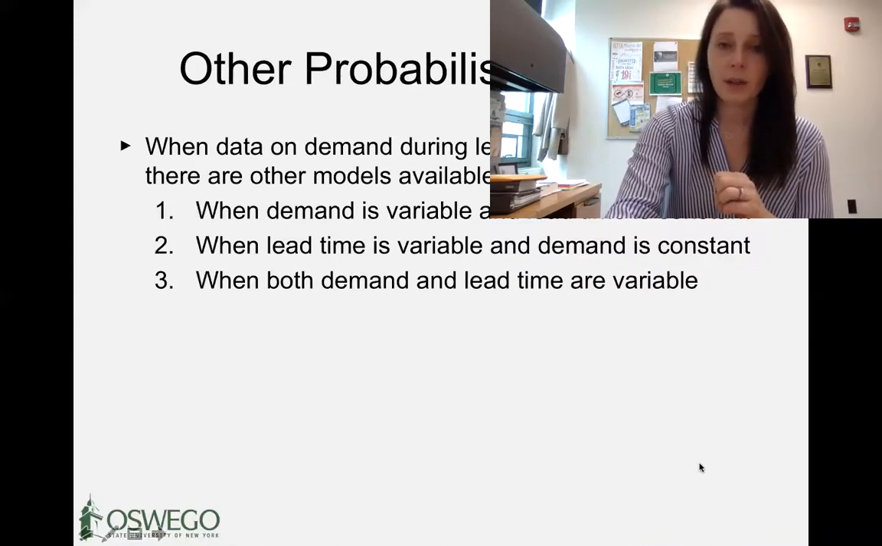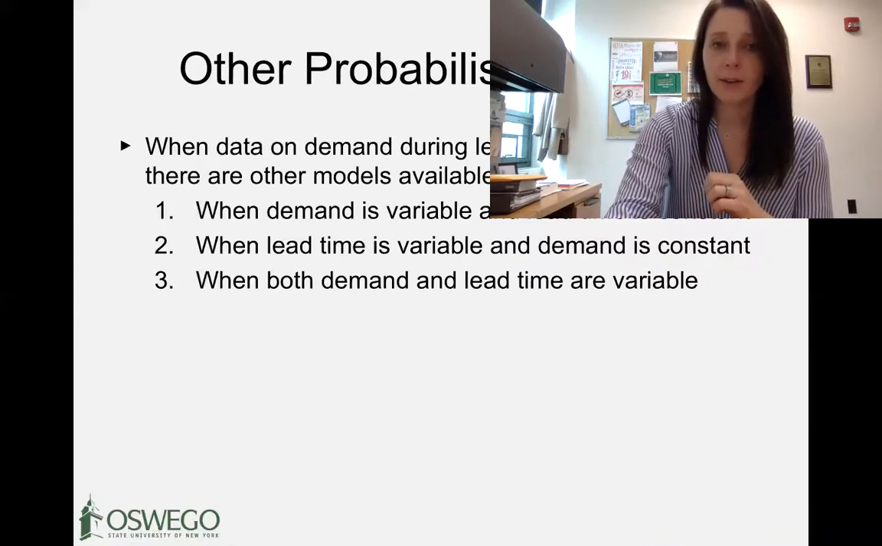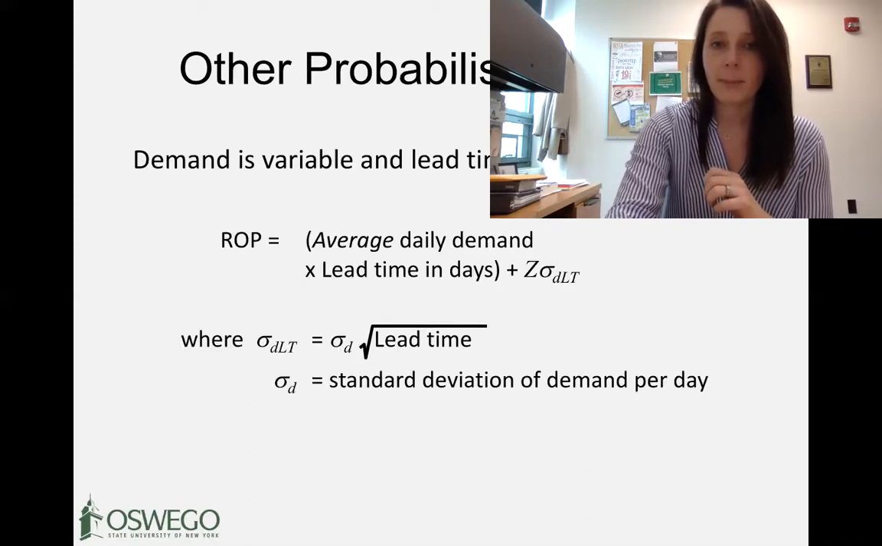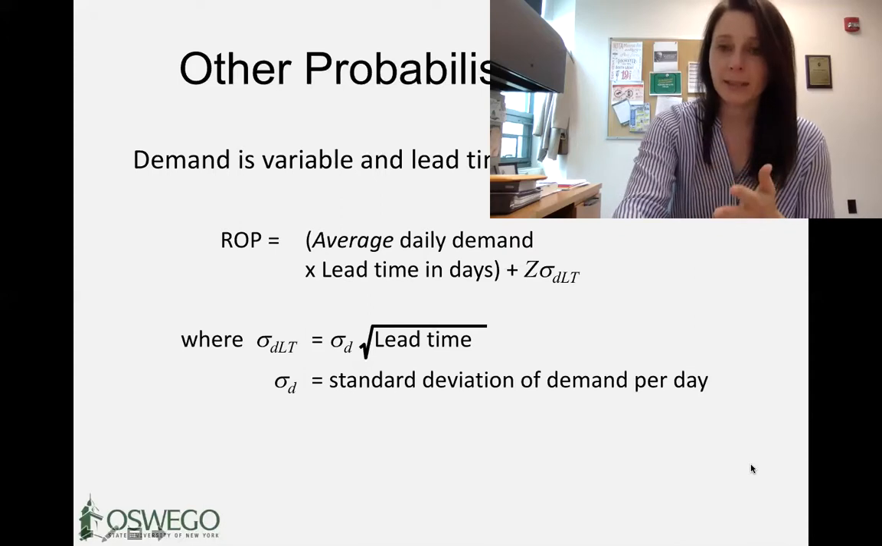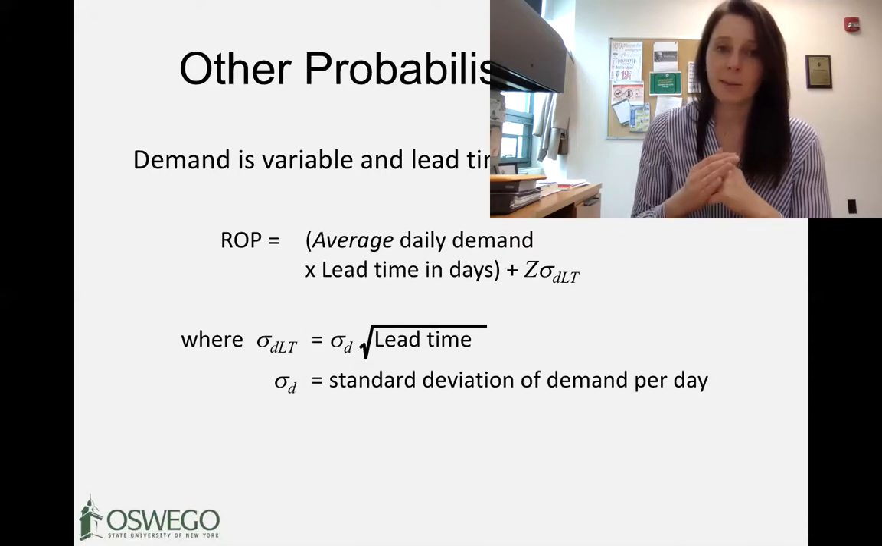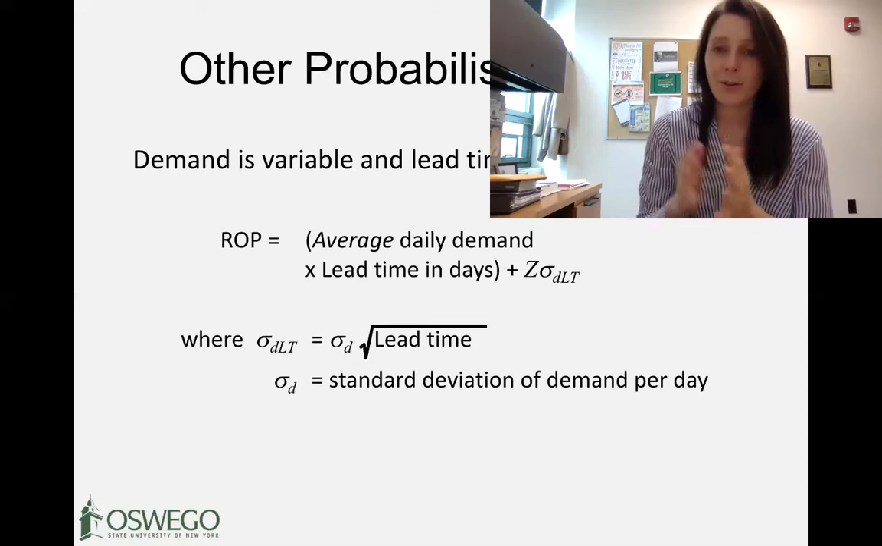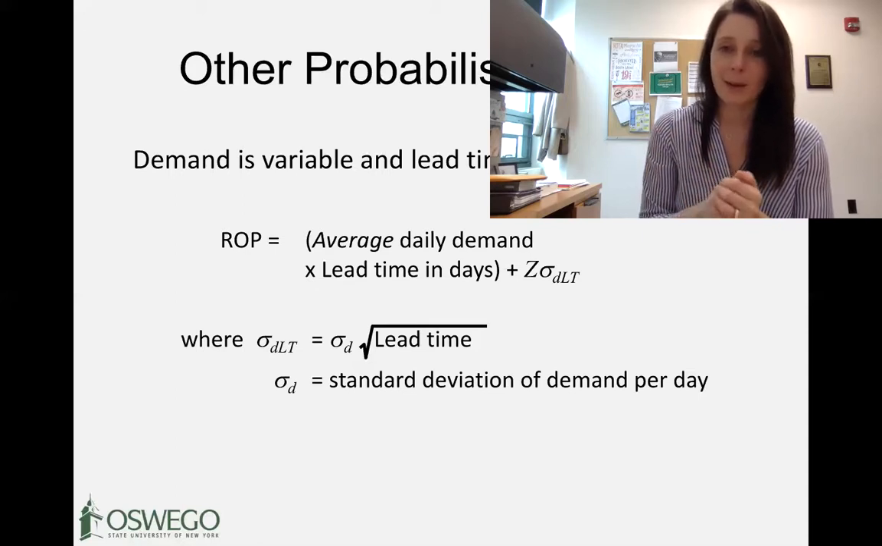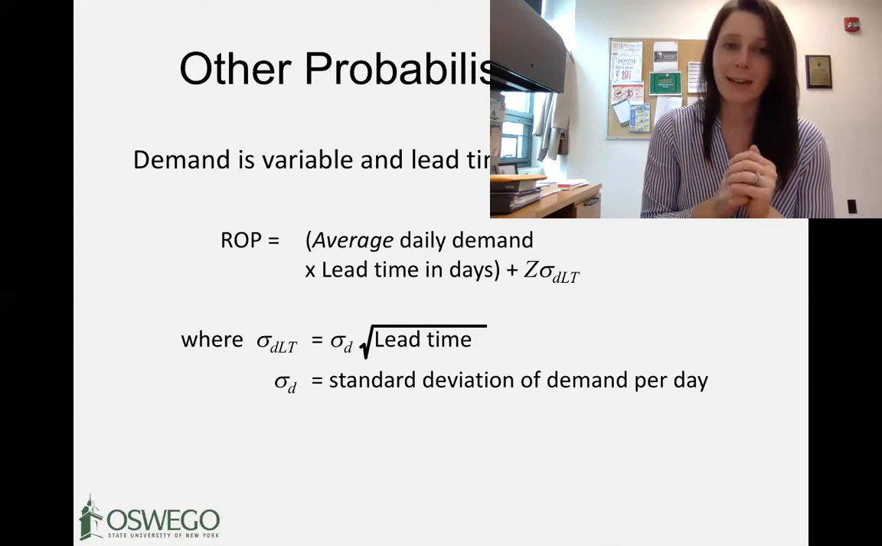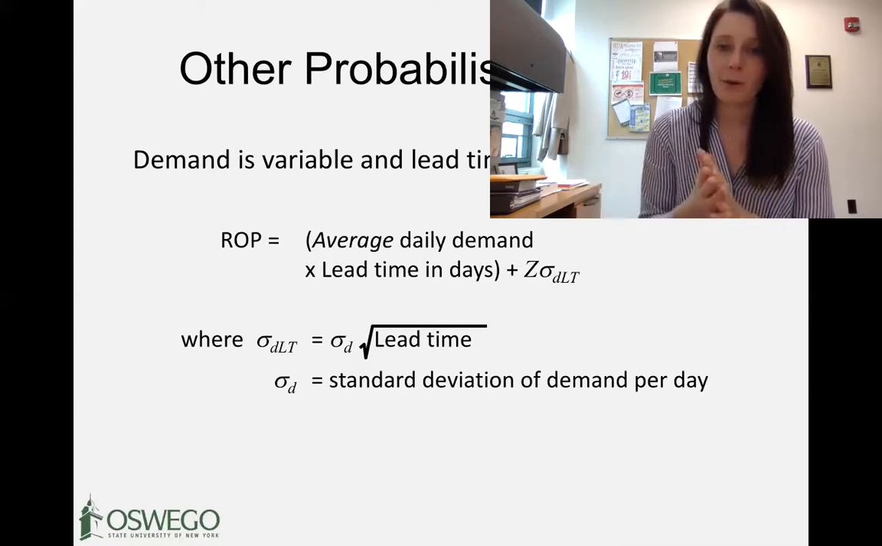So we're going to cover just a couple more probabilistic models. The next one we're going to look at is when demand is variable, but lead time is constant. So again, this could be, Amazon example, your lead time is going to be two days with pretty much 100% certainty, but your demand might be variable over that time.